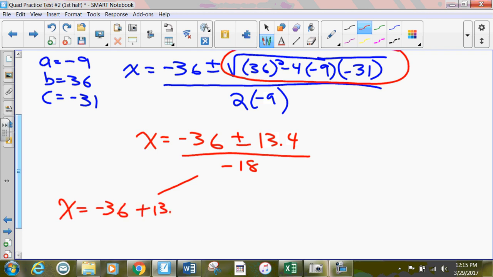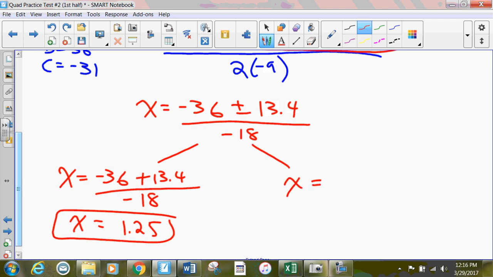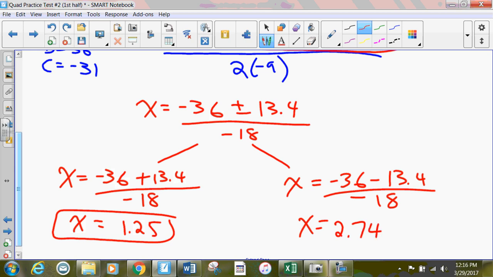We're going to use the plus for the first one. When I put that into the calculator, that gives me 1.25. So that's one of my answers. And then the other possibility is if we use the minus 13.4. And if I put that into my calculator, thank goodness, I already have done this, it gives me 2.74.